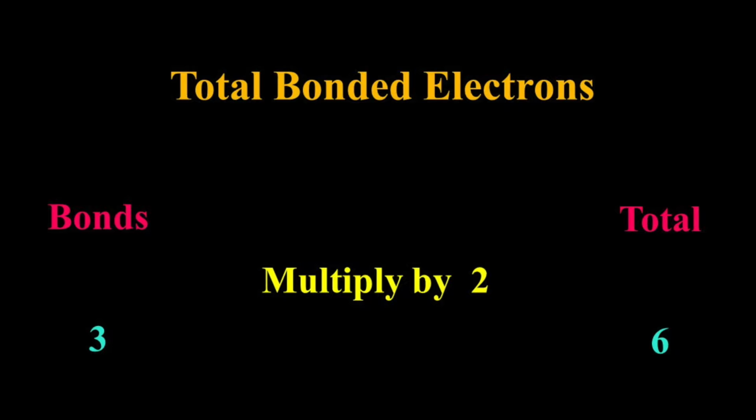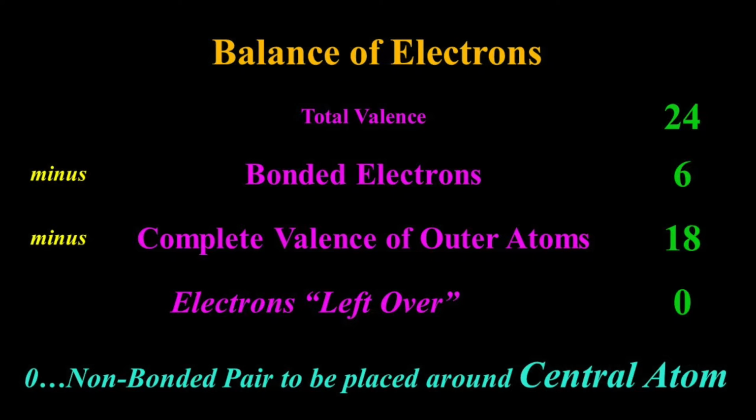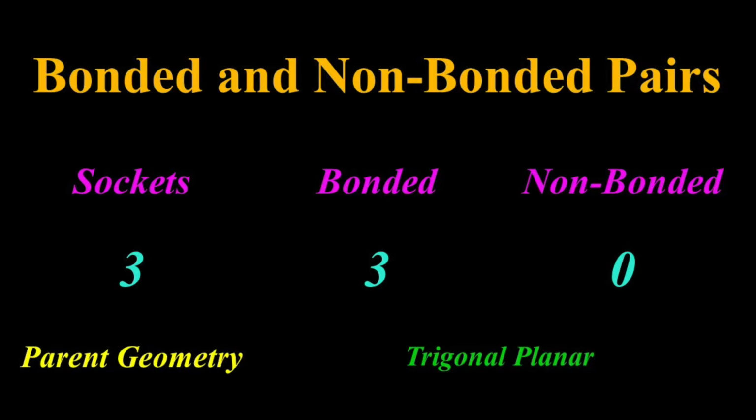I have 3 bonds. That's going to give me a total of 6 for the bonding. And I'm going to have 3 outer atoms of oxygen. Each is going to need 6, so that's 18. So that's going to give me 24 minus 6 minus 18, which is 0. So I have 0 non-bonded pairs to be placed around the central atom. So the parent geometry is trigonal planar, and that's what it's going to be.